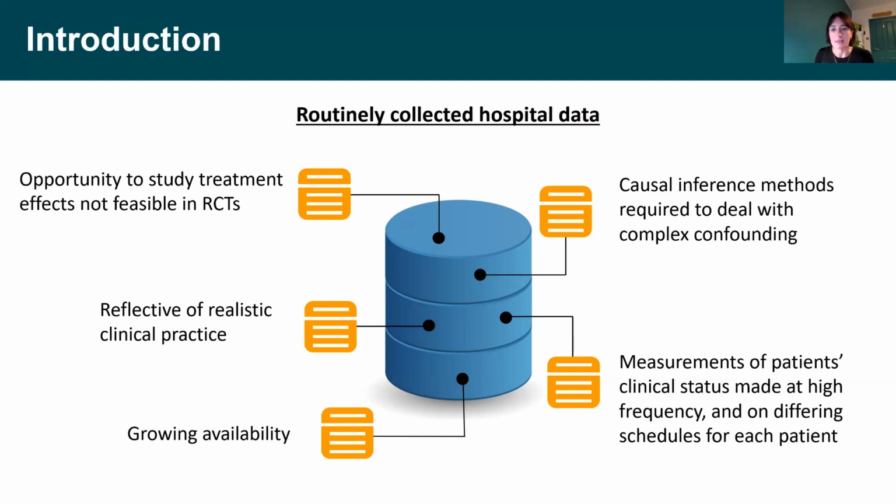However, use of routinely collected data for estimating treatment effects requires causal inference methods to account for the complex confounding that occurs due to interrelations between time-dependent treatments and covariates. And also because the primary reason for collection of these sort of data is for ongoing clinical care rather than for research. Another specific challenge is that measurements of patients' clinical status are made at high frequency and on differing schedules for each patient related to their clinical status. So the timing and frequency of monitoring is irregular and potentially informative about patient outcomes.